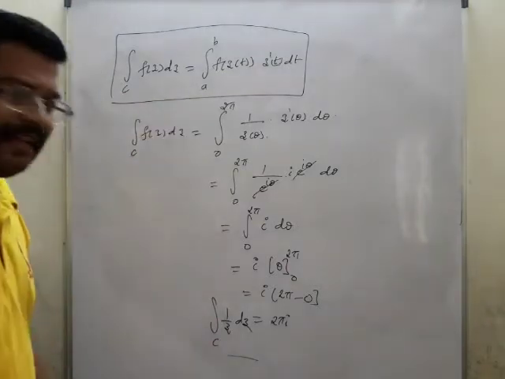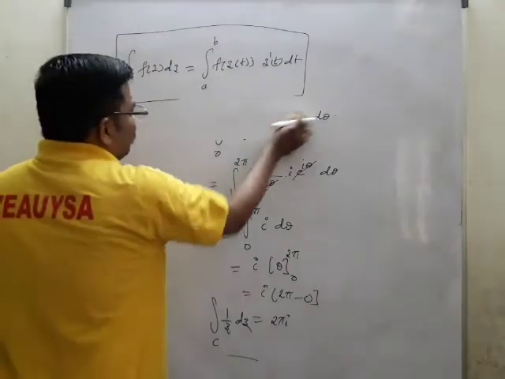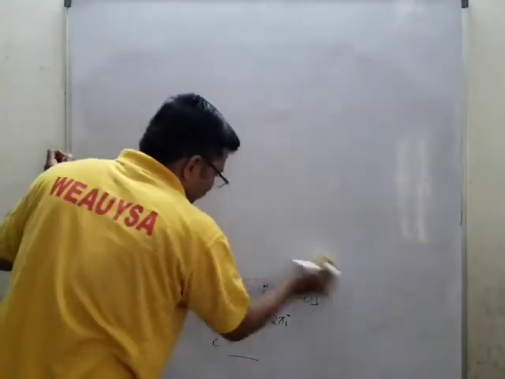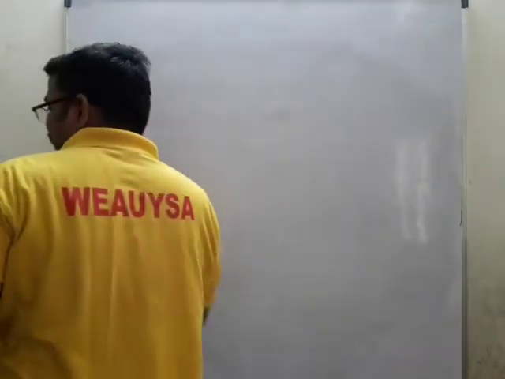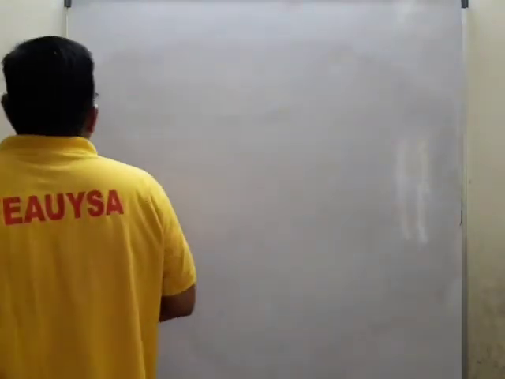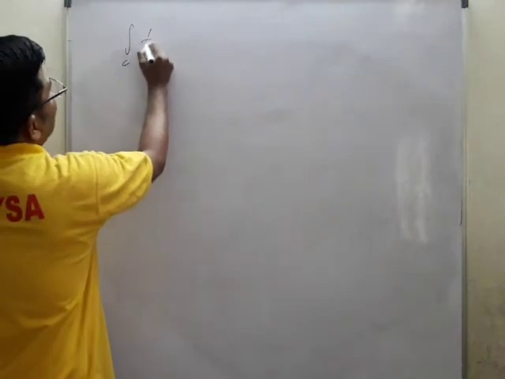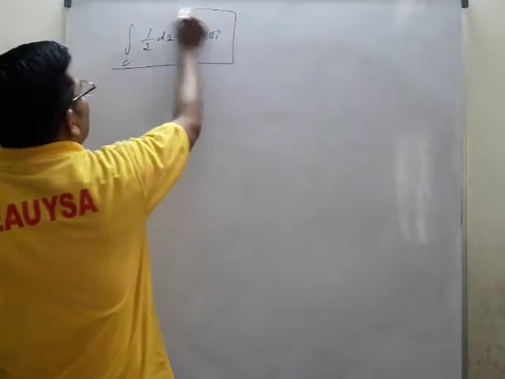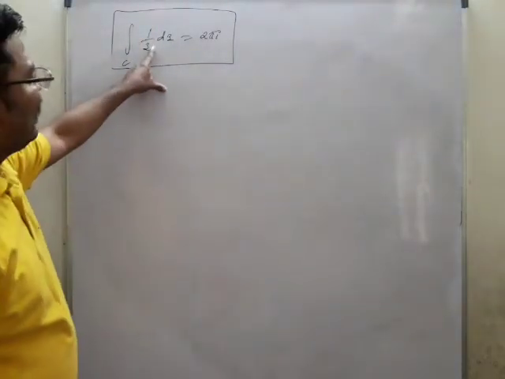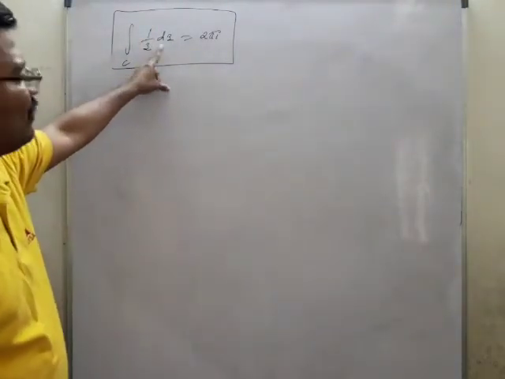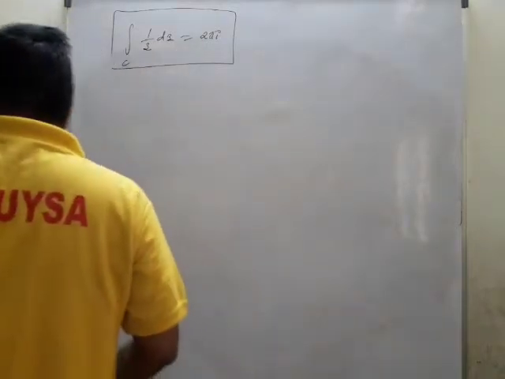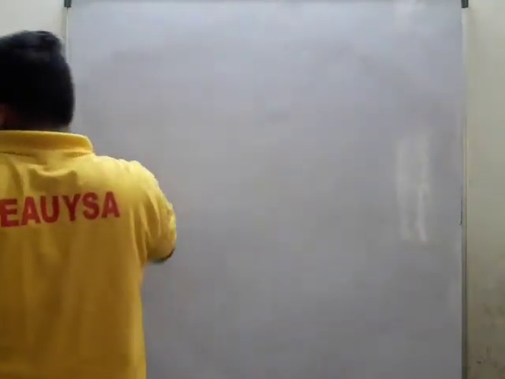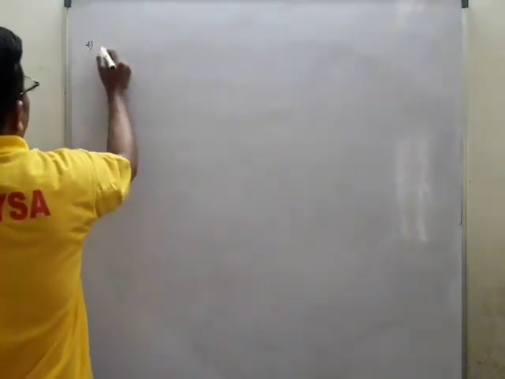So this is how we can calculate the given problem. Now we will go for another one based on this formula. You can remember that integral over C 1 by z dz is always 2 pi i. Where the center is not given, the center is nothing but 0. You can remember this forever. Now we'll see one more problem based on this itself.